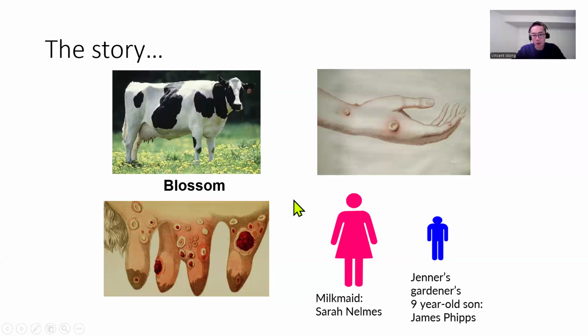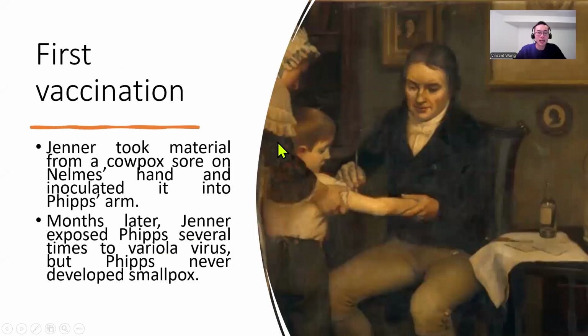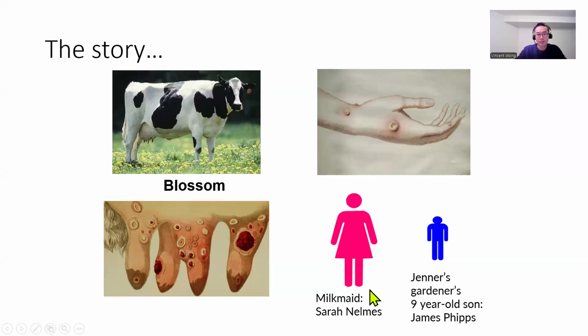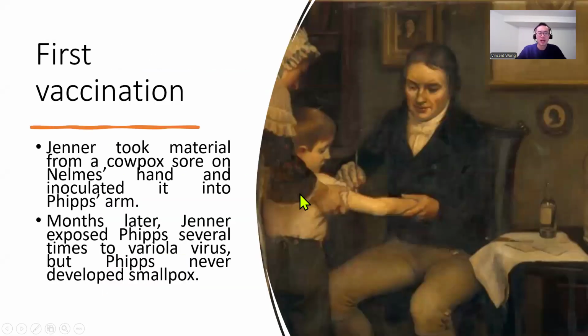The milkmaid was Sarah. So that's where he made the observation, right? Getting the cowpox and the protection from the smallpox. So he took his gardener's son, a 9-year-old boy named James. He didn't take his own son. He took the gardener's son, and he gave the boy the cowpox, using materials extracted from Sarah, and the boy recovered. Nowadays you can't do this, right? That's not ethical at all. You're going to go to jail and get locked up, right?